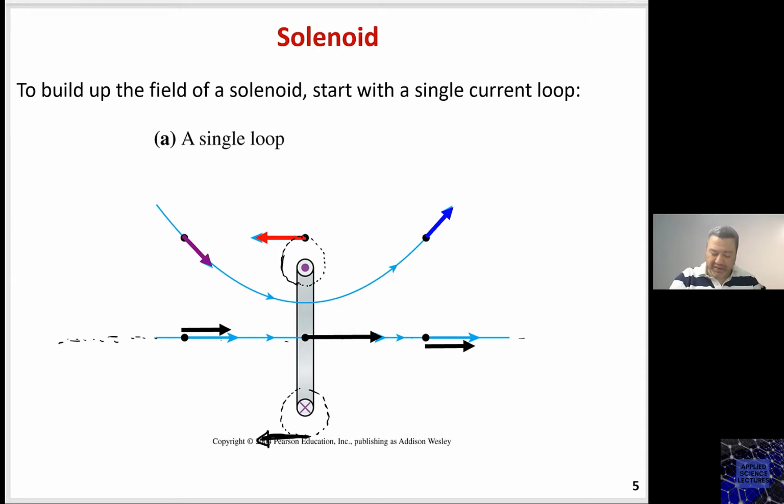And as you can see, once you come closer to the circle, then the path is going to expand further. But again, at any point, the magnetic field is tangential to that point.